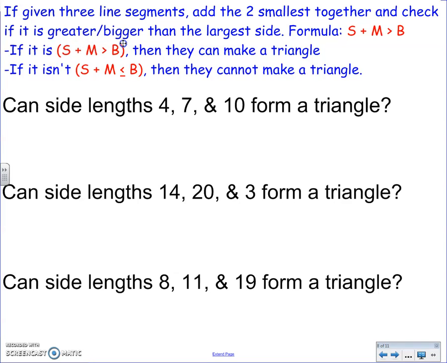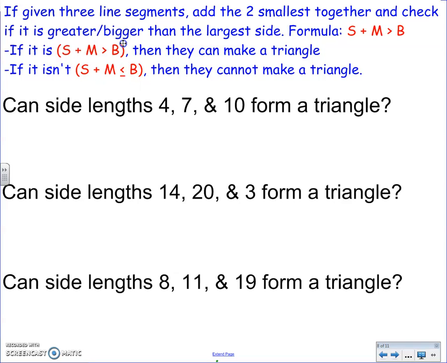But if it is not true, so that means if the small plus the middle is less than the big side, or even equal to the big side. If it's equal, it's still bad. You can't have equal. Then it cannot make a triangle. All right, so it must be bigger. It cannot be equal. Can't be smaller.